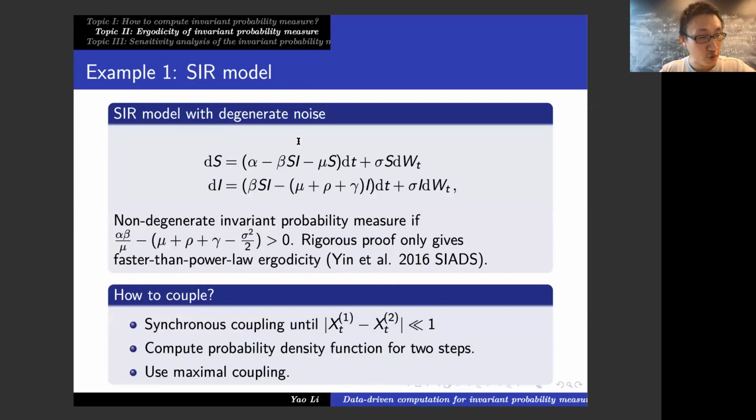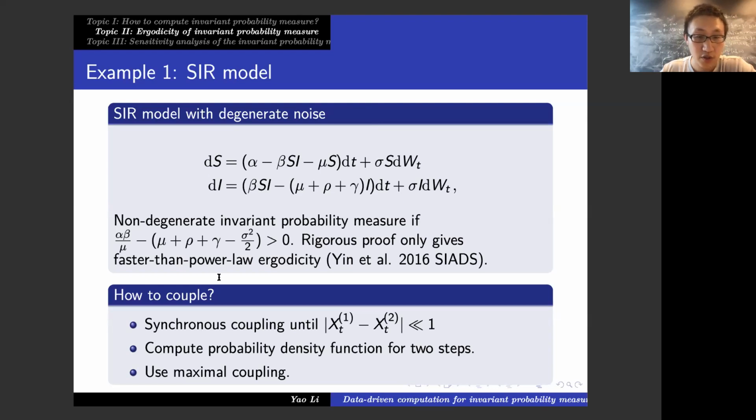So let me show you two examples. One is the SIR model. I use this model because it has some degenerate noise. I borrowed it from other people's paper, because they spent lots of time proving that the speed of convergence is faster than power law, but they don't know the actual speed of convergence. And it's degenerate there.